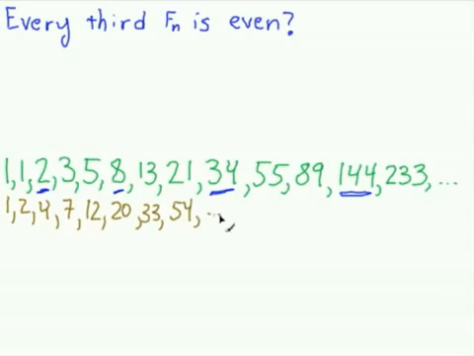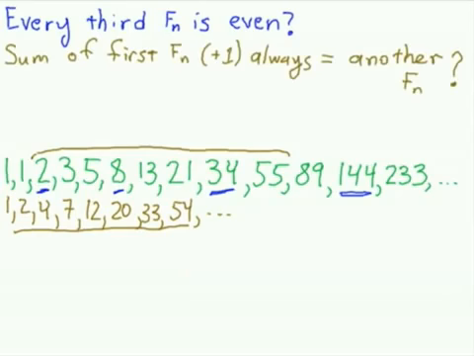54, etc. If you look at this sequence here, it actually looks pretty similar to this part of the sequence here, minus 1 for each of the terms. So the question is, is the sum of the beginning part of the Fibonacci sequence plus 1 always going to be another Fibonacci number? Okay, the last pattern I want to look at is a little more complicated.